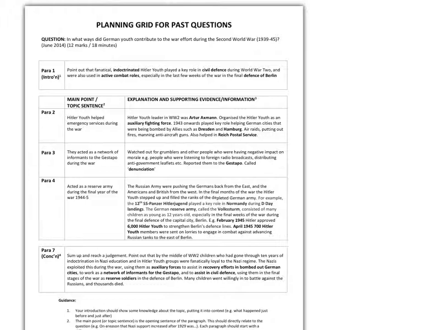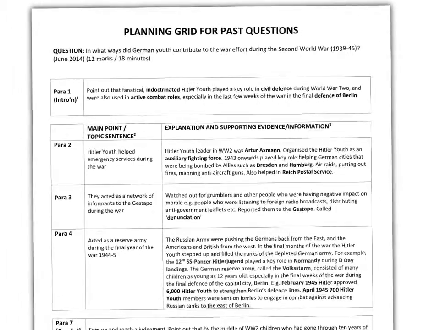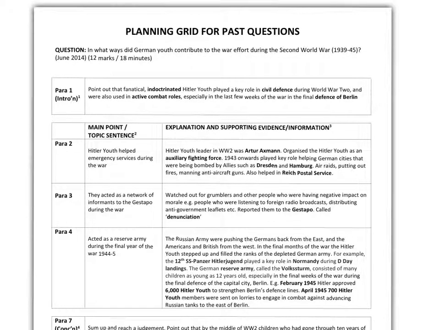The introduction: point out that fanatical, indoctrinated Hitler Youth played a key role in civil defence during World War II and were also used in active combat roles, especially in the last few weeks of the war in the final defence of Berlin. So you're just setting the question up as you always do with an introduction. Remember, this is about how the youth contributed in the Second World War, 1939 to 45. So let's move on to the main part of the answer.